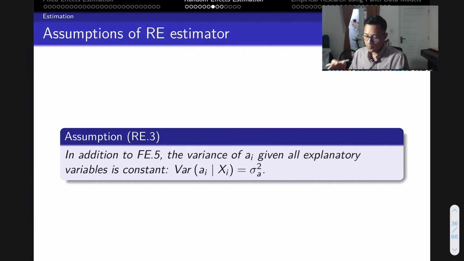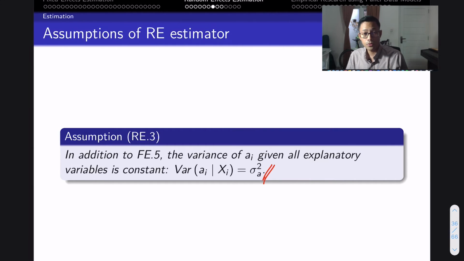Okay, so again, this is in addition to the fixed effects assumption number 5 on homoscedasticity. So recall that the variance of the shocks conditional on the unobserved heterogeneity and the explanatory variable of interest is going to be a constant. That's the fixed effect assumption number 5. And here we're just going to add another layer: conditional on the explanatory variables, the variance of the unobserved heterogeneity is going to be a constant.